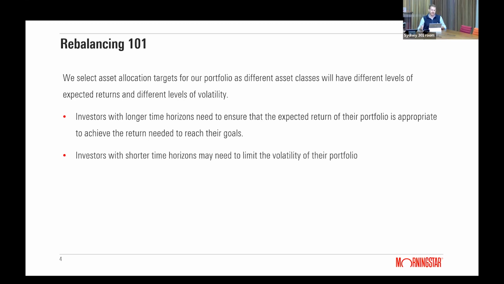And there's really two sides of this. If you're a longer term investor, we want to make sure that our asset allocation can get us the returns needed to achieve our goals. And this is because different asset classes have different expected returns. So you, of course, would expect to earn more from shares than you would from bonds or cash over the long term. And so we do need to make sure, if we need a higher return to achieve our goals, that we have enough allocated to those growth assets like shares.